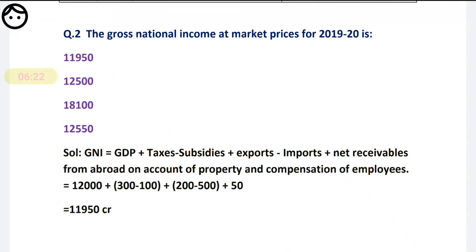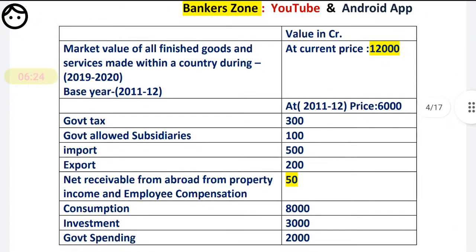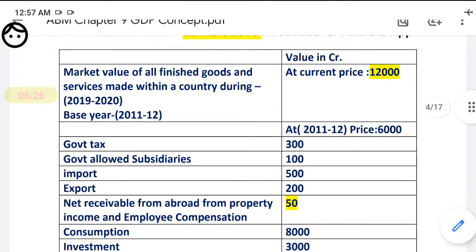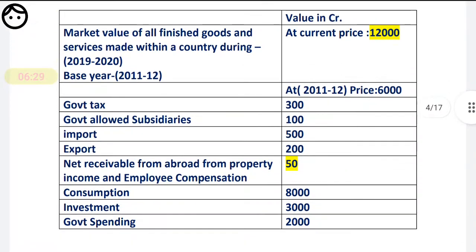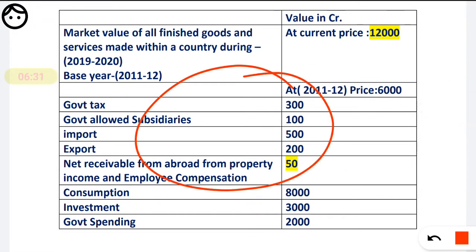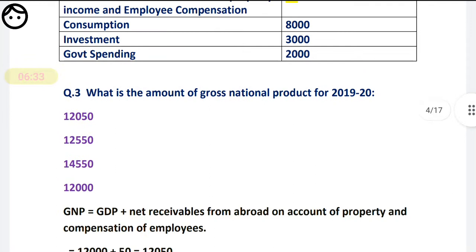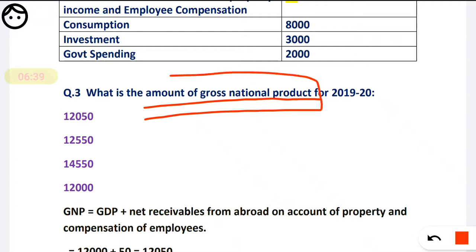Now we will move to the next question, question number 3. See, for question number 3 also we have to use the same data, okay. Now see what they are asking in question number 3: what is the amount of gross national product for 1920, for 19 and 20? So friends, what do you mean by gross national product? Okay, we have to find the gross national product.